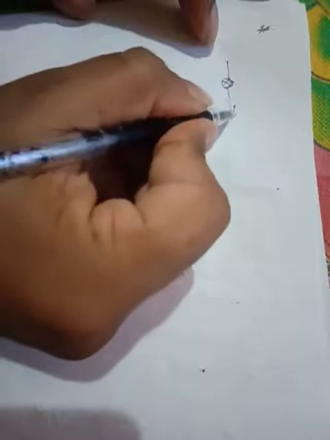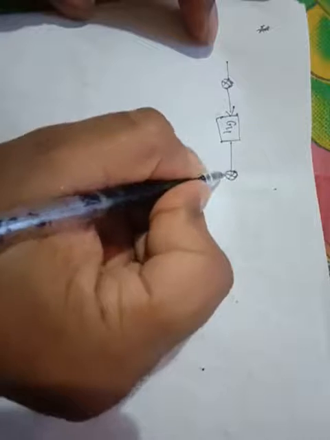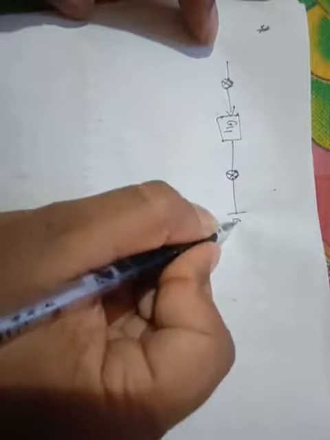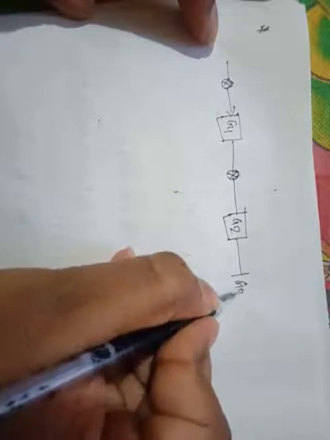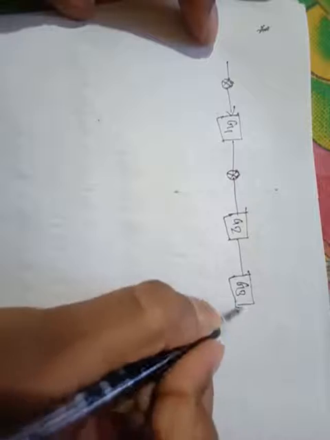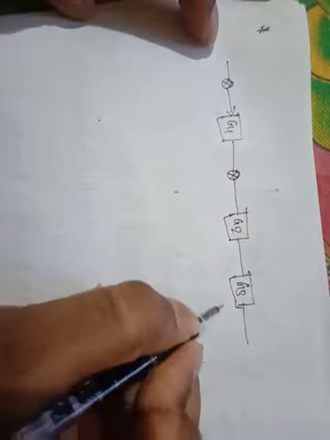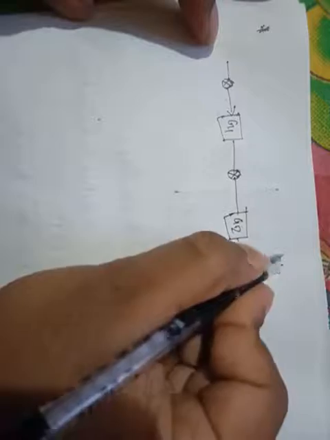Second example of block diagram reduction technique. The summing point, the transfer function is G1. Another summing point, the transfer function is G2. The transfer function is G3.